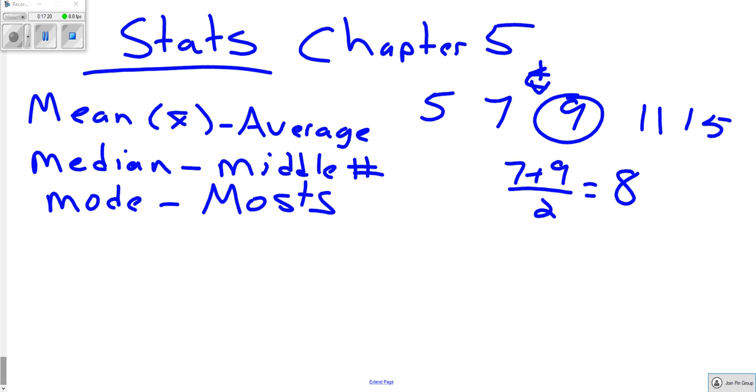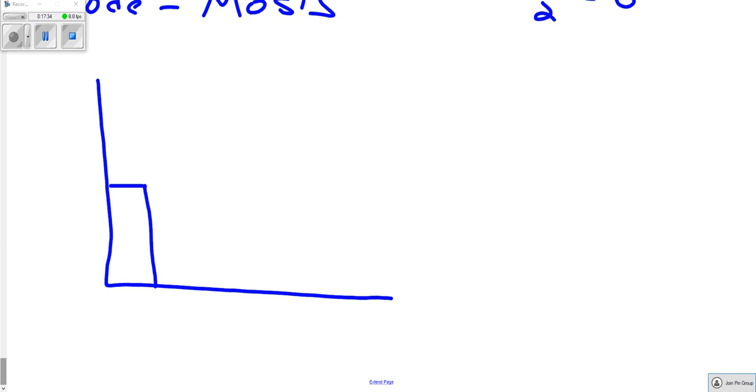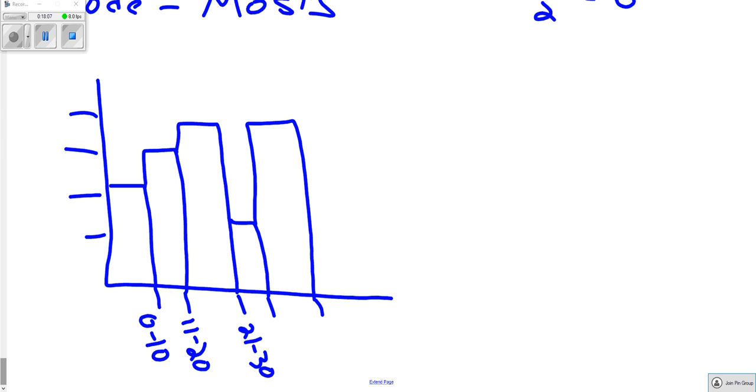Next part. Histograms. You're not going to have to do frequency or frequency polygons, but you are going to have to draw a histogram. Remember with histograms, they're like bar graphs, but the bars touch, right? And each bar represents a range. Make sure you have a scale here. You have your ranges here. So like if this is from 0 to 10, this would be from 11 to 20, like that. Make sure you have labels and a title.